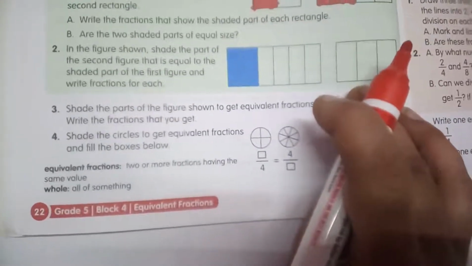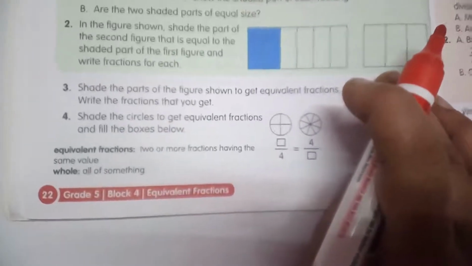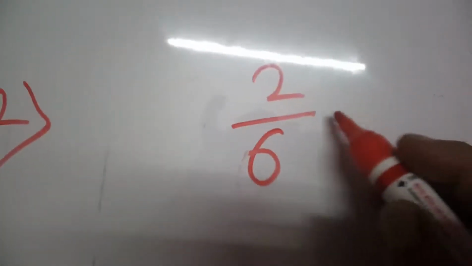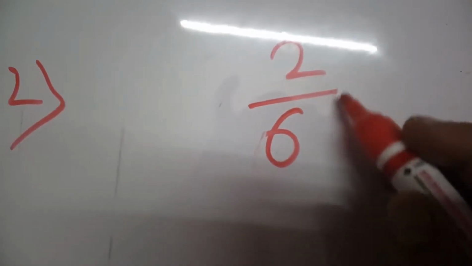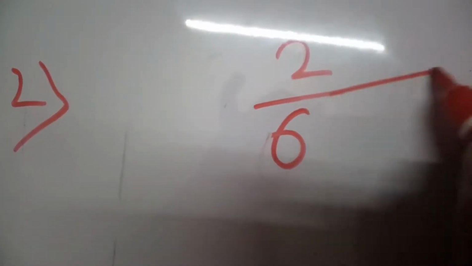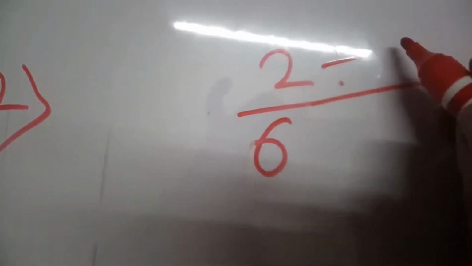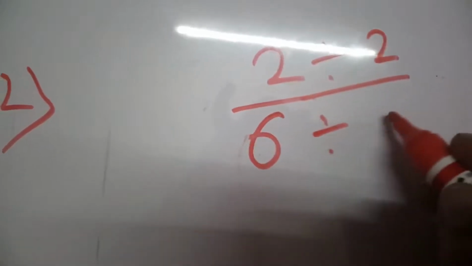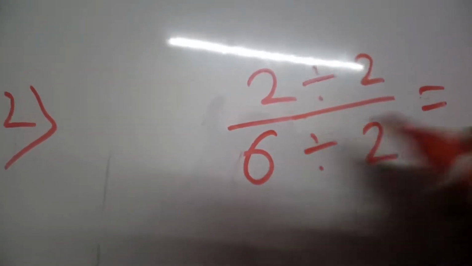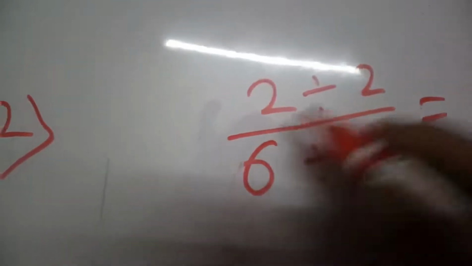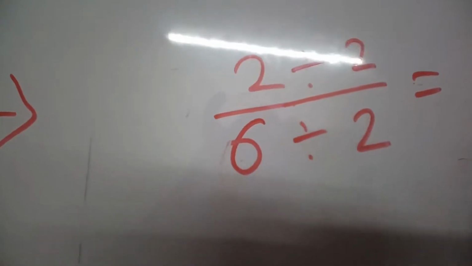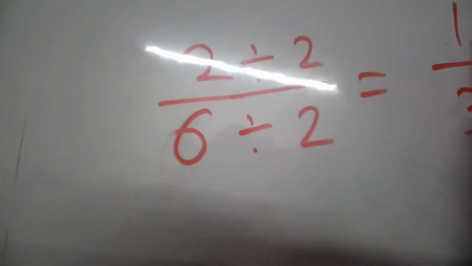Shade the part of the second figure that is equal to the shaded part of the first figure. तो इसको इक्विवेलेंट फ्रैक्शन बनाने के लिए हमें डिवाइड करना होगा इसको सेम नंबर से. So 2 divided by 2 and 6 divided by 2. So what will be the answer? 2 divided by 2 is 1 and 6 divided by 2 is 3. So the equivalent fraction is 1/3.